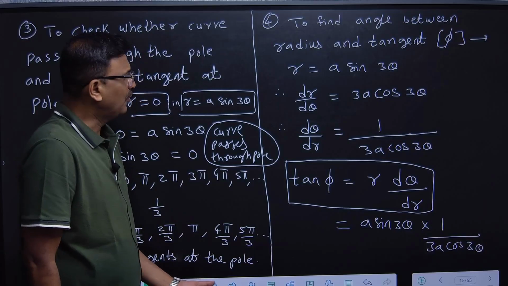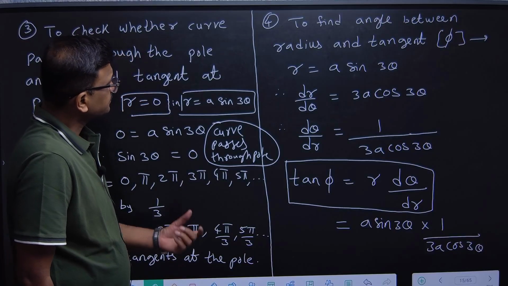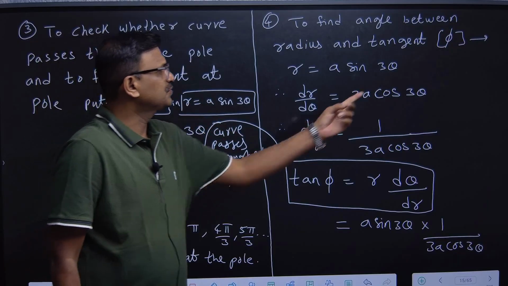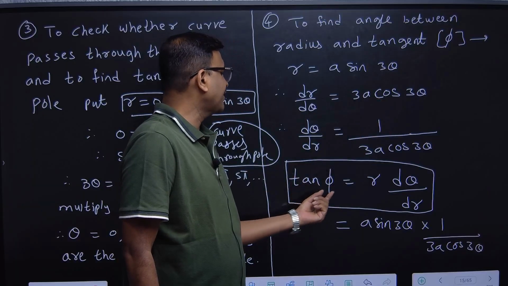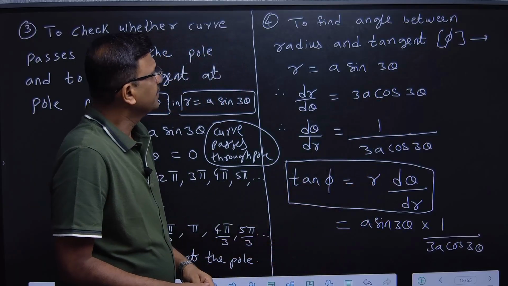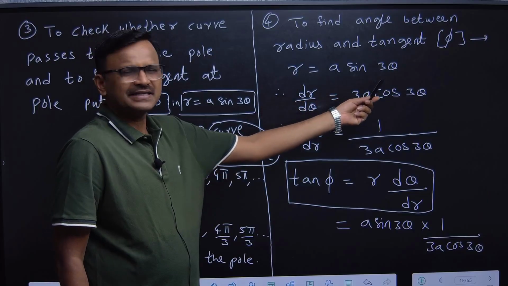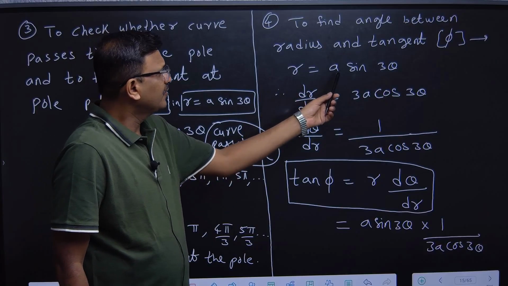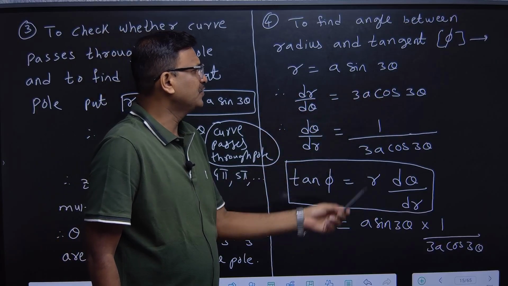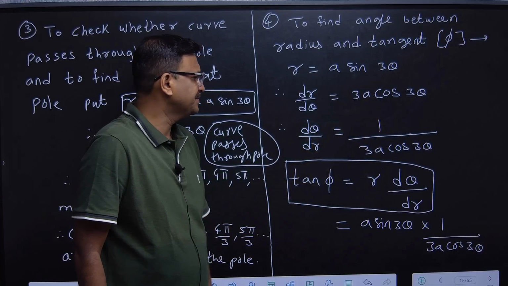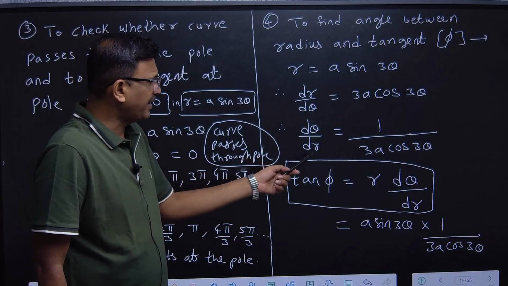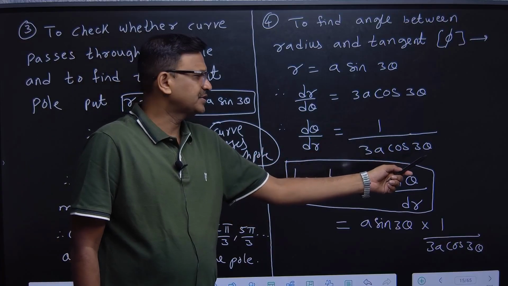Now to find the angle between the radius and tangent, φ, we have the formula tan φ = r dθ/dr. Here in this example, r is given as a sin 3θ. So therefore dr/dθ, the derivative of this term, will be 3a cos 3θ. We know the derivative of sin 3θ is 3 cos 3θ. So if we take the reciprocal, we get dθ/dr = 1/(3a cos 3θ).